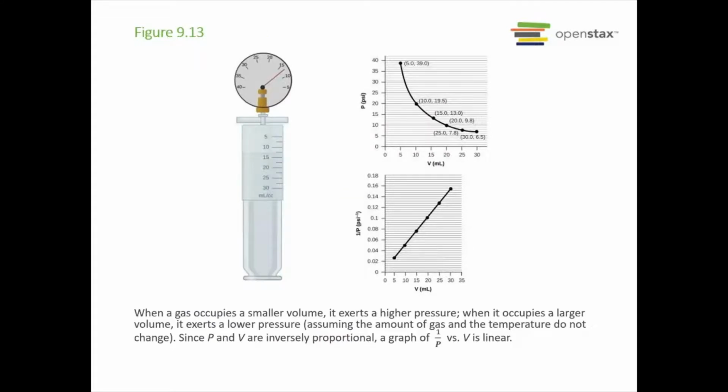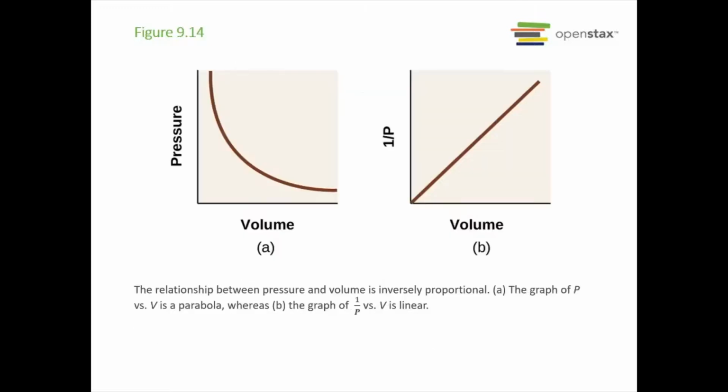Just to show this, if you were to graph pressure versus volume itself, you end up getting a parabola in your graph. You can see a relationship between them, but it's parabolic. It's not very easy to predict or even fit with linear regression. However, if you do 1 divided by pressure and plot that versus volume, you get a nice, beautiful straight line that you can actually get better data off of. So again, they are inversely proportional to each other.